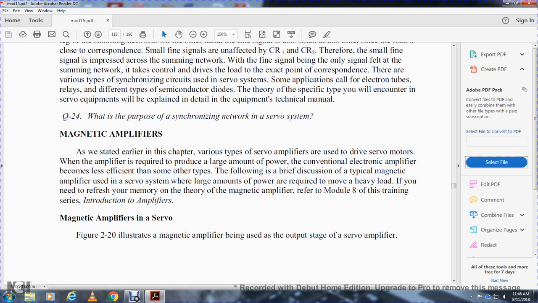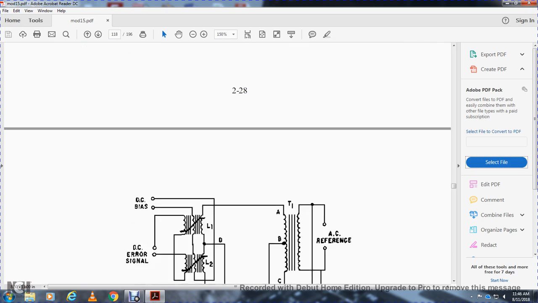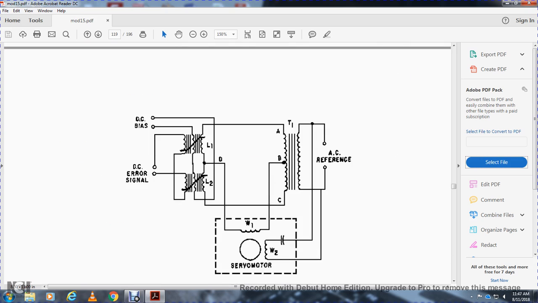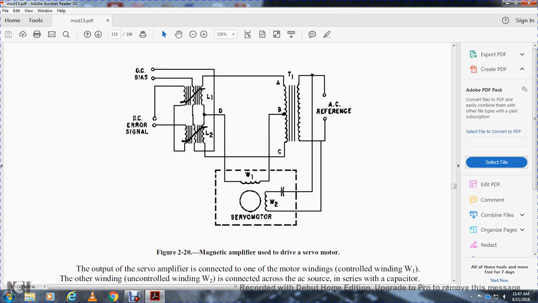Magnetic amplifiers in servo, figure 220 illustrates a magnetic amplifier being used at the output stage of the servo amplifier. It shows the DC bias with the DC error signal, with the two induction coils L1 and L2, running into the center tap of transformer 1, the AC reference, servo motor winding 1 and winding 2, with a capacitor on winding 2.